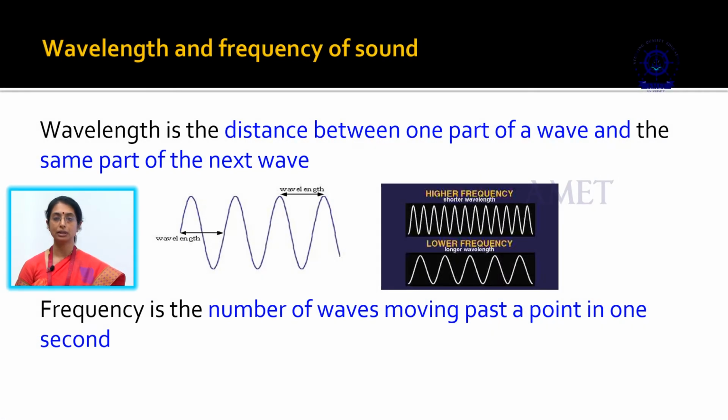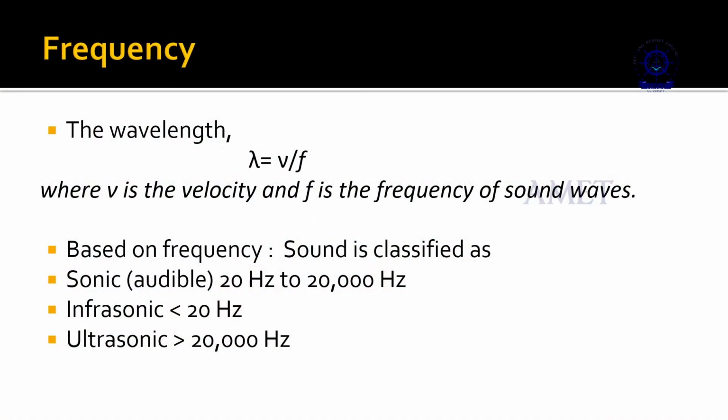The other two important characteristics of a sound wave are wavelength and frequency. Wavelength is the distance between two crests or two troughs, or the distance between a maximum and a minimum of a wave. Frequency is the number of waves travelling per second through any medium. A greater number of waves means a high frequency, and fewer waves per second means a low frequency. Wavelength and frequency are interdependent quantities. The wavelength of a sound wave is inversely proportional to its frequency, and the proportionality constant is the velocity of the sound.